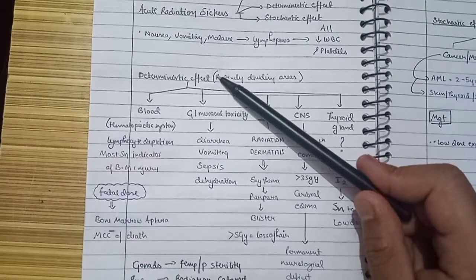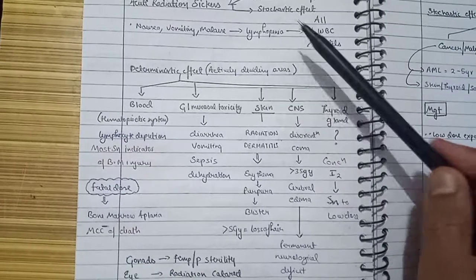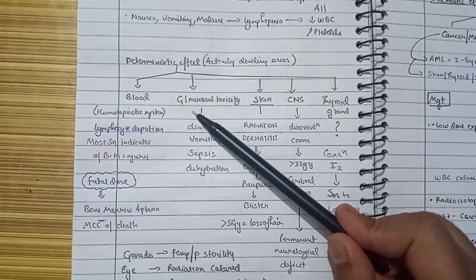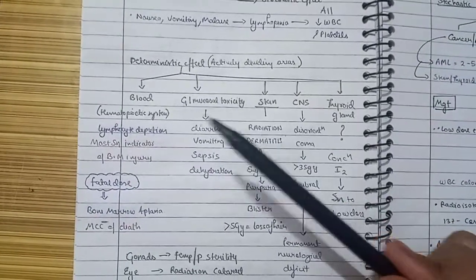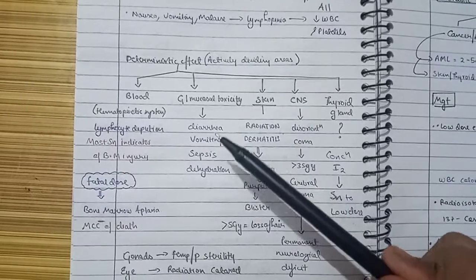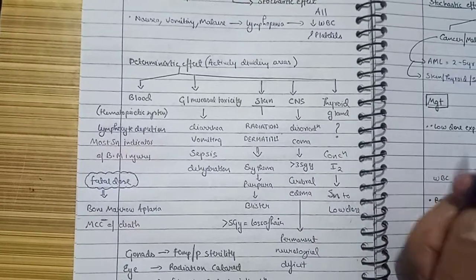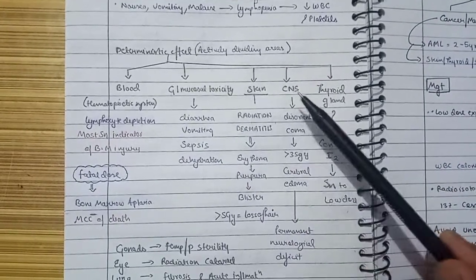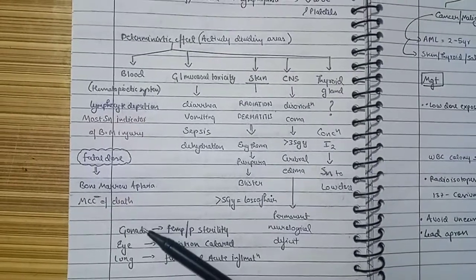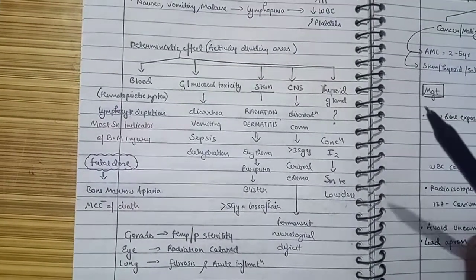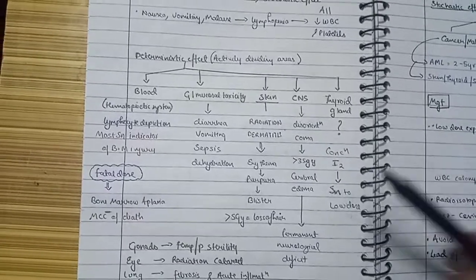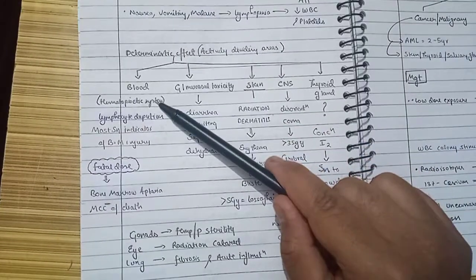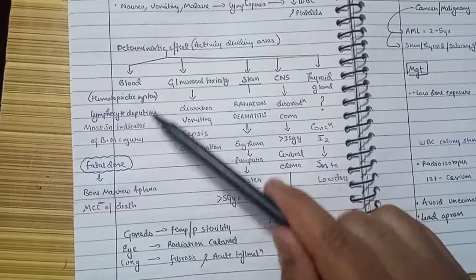Now, these deterministic effects are seen generally in the tissues in the body which are actively dividing. Now, these tissues include the hematopoietic cells, the GI mucosa. Okay, these are replaced on the daily basis, so they are very actively dividing cells, and these are what are affected most in our radiation exposure. The hematopoietic cells, the GI mucosa, the skin cells, the CNS neurons, the gonads that are sperms, and the ovarian cells that are oocytes.